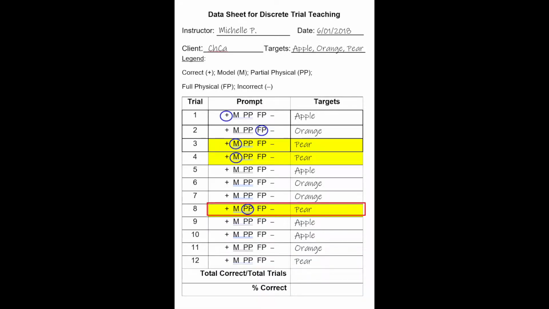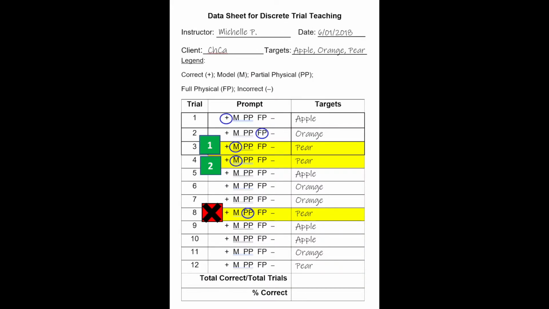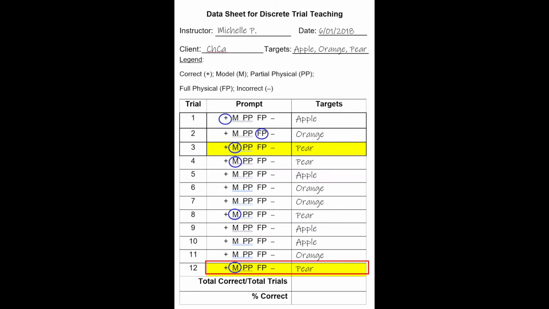It is important to know prompt fading criteria so that prompts aren't faded too quickly. For example, if the client required a model prompt for touch pair on trials 3 and 4, but then needed a more intrusive prompt, such as a partial physical prompt on the next opportunity, you would not attempt to fade the prompt, because the model prompt was not successful for 3 times consecutively. Rather, the next time you ran the target touch pair, you would see if the model prompt was effective, because that is what was effective at the probe level.